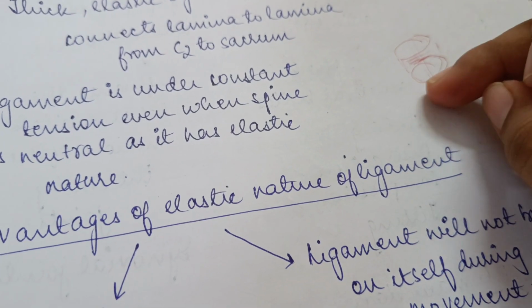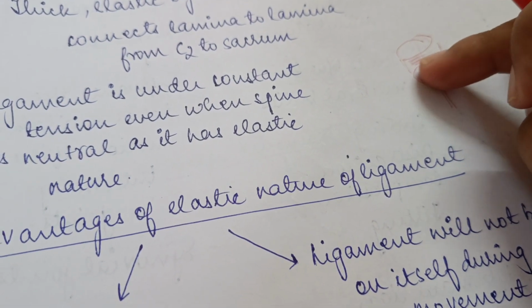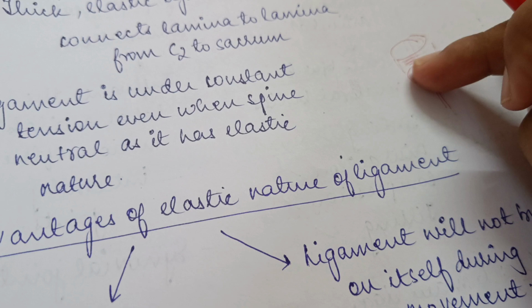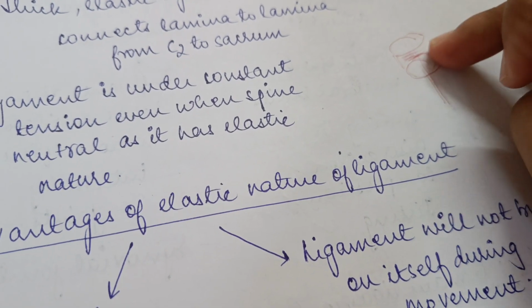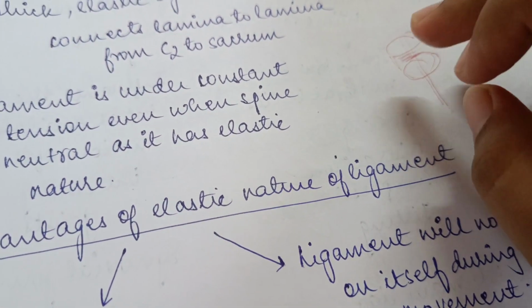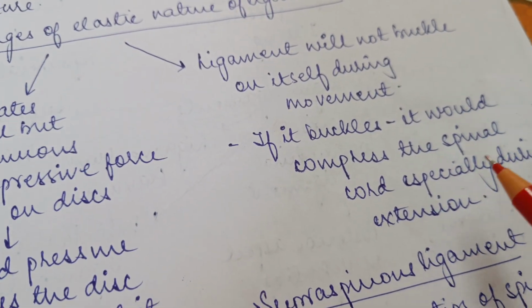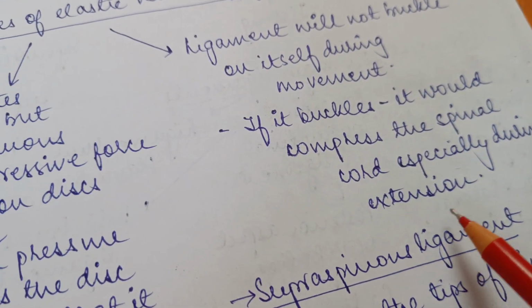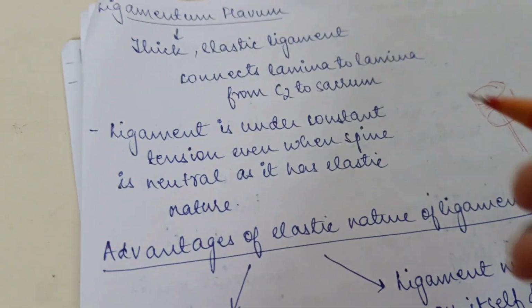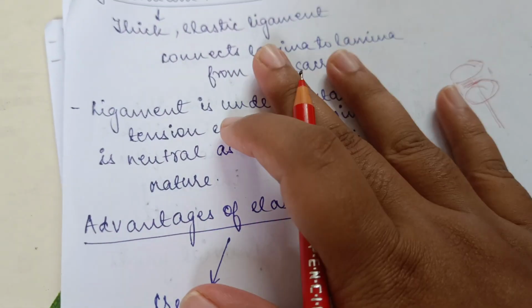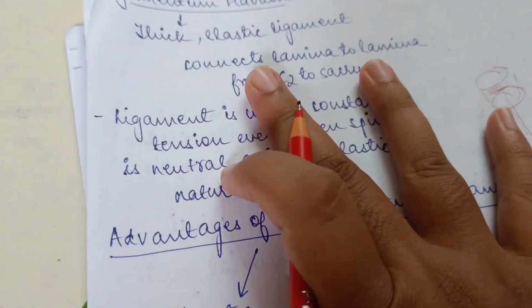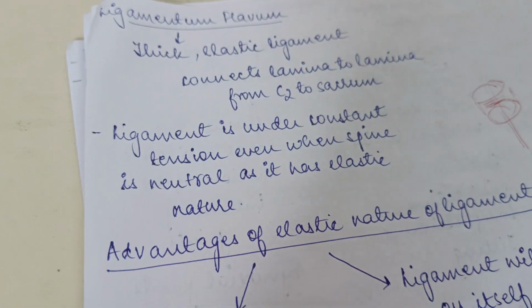If they collapse, what will happen? The stiffness or the pressure of the disc will no longer be maintained, and that will lead to alteration in the biomechanics. Okay, so this ligament will not buckle itself. If it buckles, it will compress the spinal cord, especially during the extension. So ligamentum flavum is very important in the sense that you should know that it has an elastic property. And why is that elastic property important? That should also be noted.